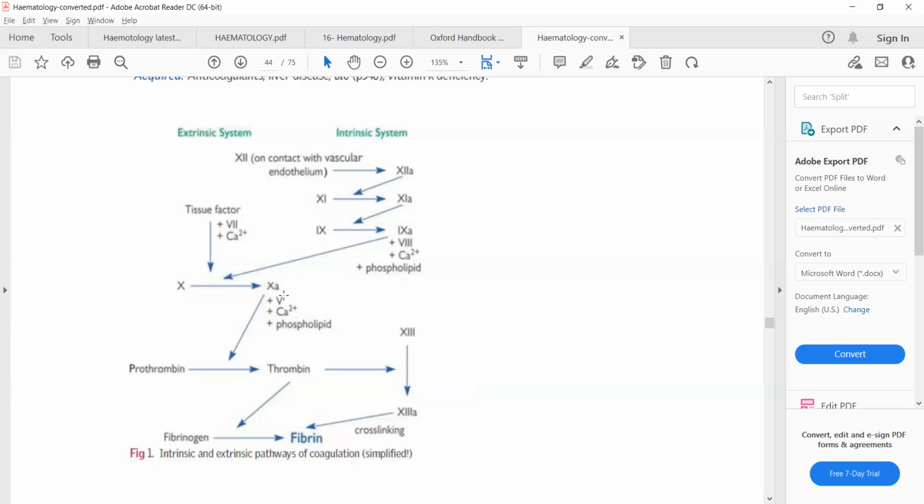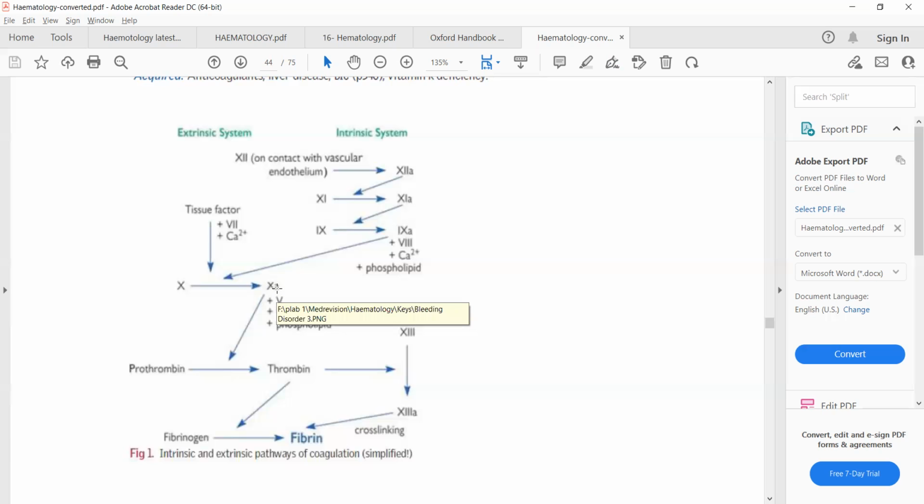Right. This common endpoint is very important, because most of the anticoagulant drugs such as heparin, low molecular weight heparin, fondaparinux and direct acting oral anticoagulants act at this point, they inhibit this factor 10A. The direct acting ones directly inhibit factor 10A, and indirect inhibitors such as low molecular weight heparin and unfractionated heparin indirectly inhibit factor 10A.